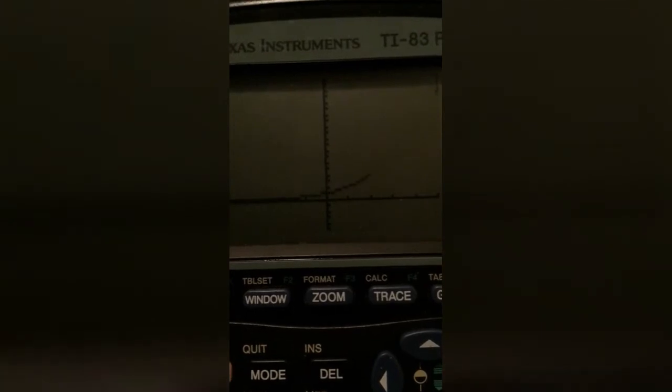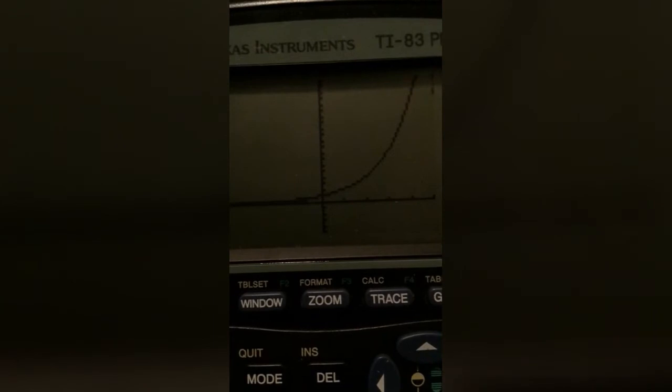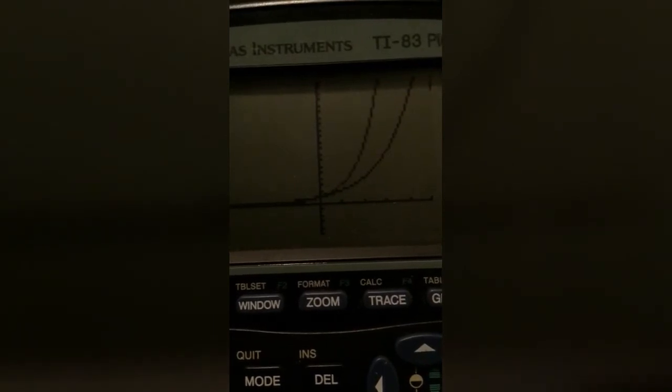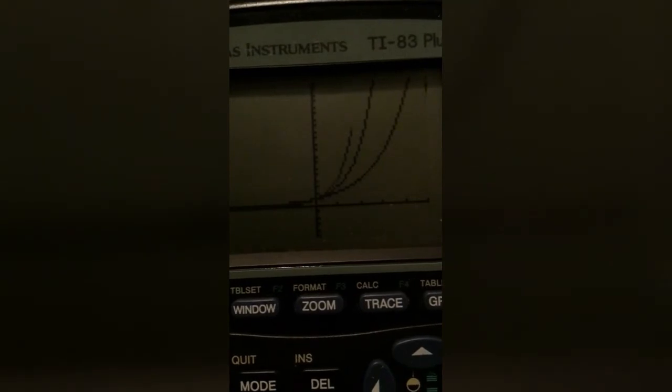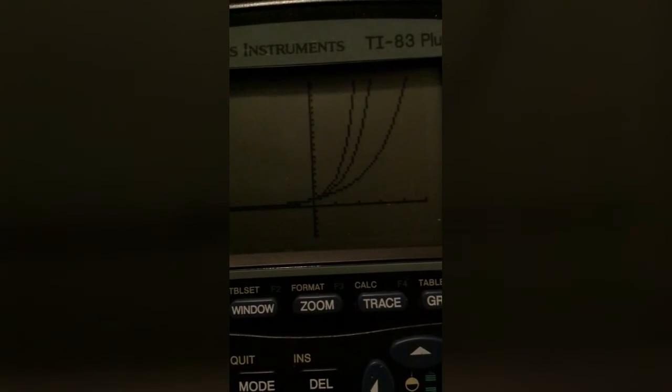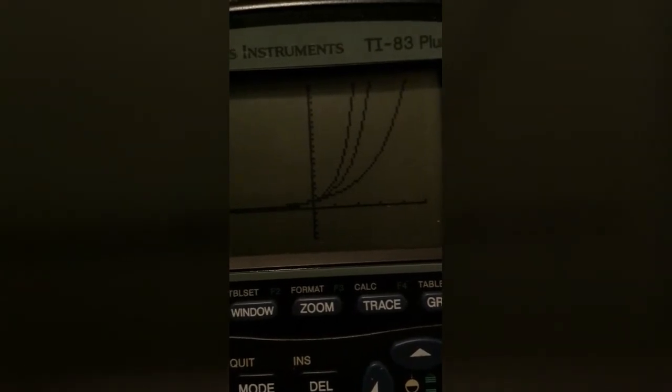Now the first one, this is y equals 2 to the x. It looks very similar to our growth equations we've drawn. But here comes 3 to the x. Notice that it grows more quickly. And lastly, 13 over 3 to the x, well, it's steeper than all of them. So it looks like as the base gets bigger, the graph grows more quickly.